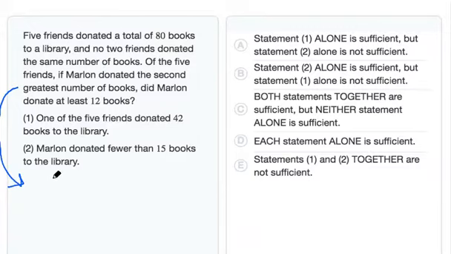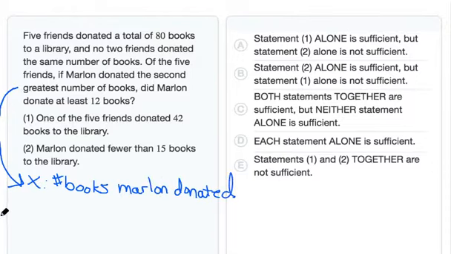Now, the question's asking, did Marlon donate at least 12 books? So we need some sort of variable to represent this. Let's call X the number of books that Marlon donated. If X is the number of books Marlon donated, then we're looking for whether X is greater than or equal to 12 in order to answer the question, because that represents if Marlon donated at least 12 books. So keeping this in mind, let's consider each statement separately.